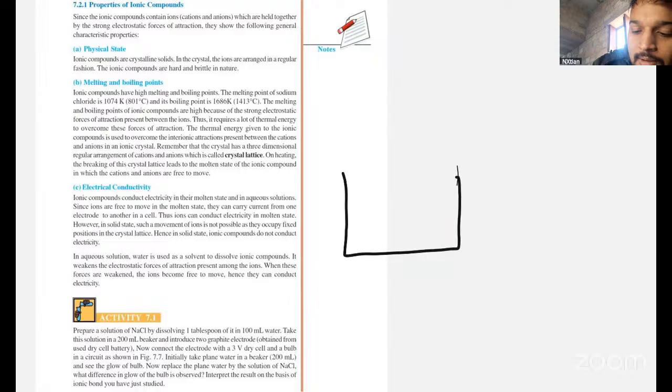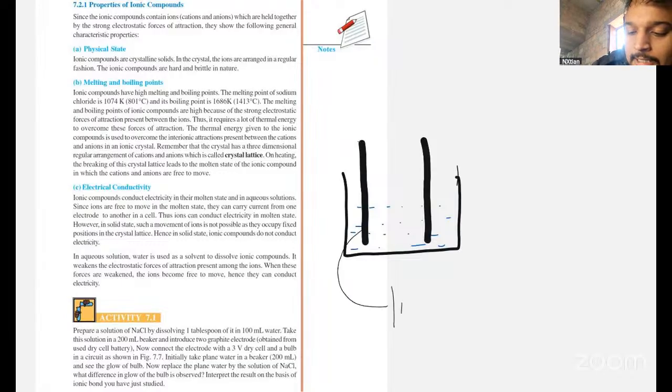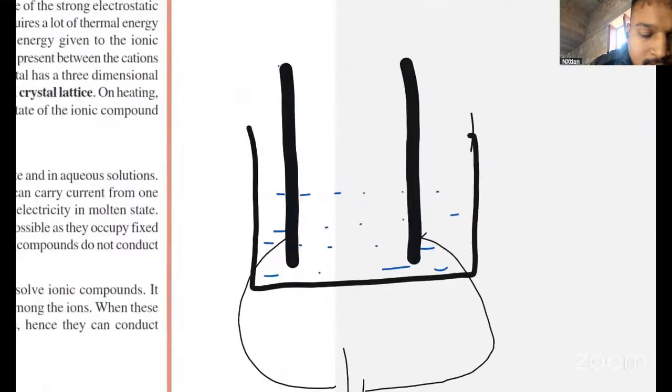Now in this we have water, and we have two terminals. One is the cathode and another one is the anode, which are joined with the battery like this. Now in this, we have a solution of NaCl, means namak. I add the salt into this water. Now what will happen when it is dissolved? Then it will break into the ions called Na plus and Cl minus.